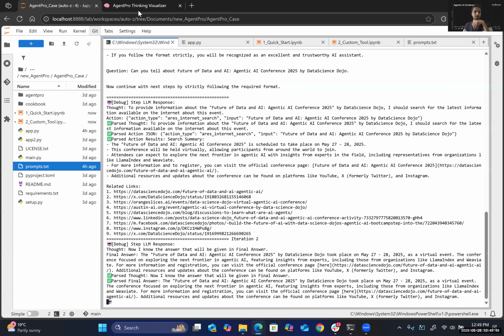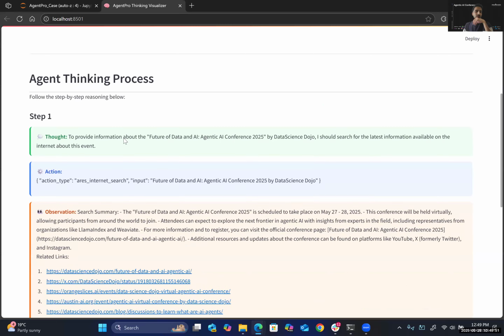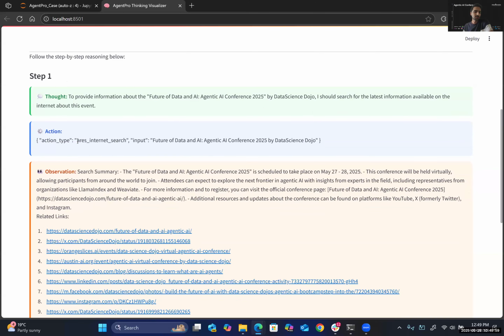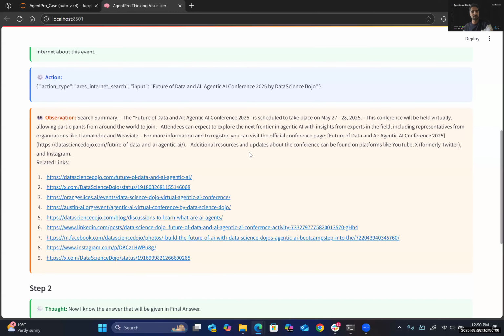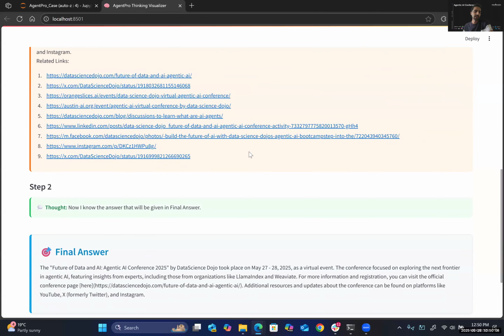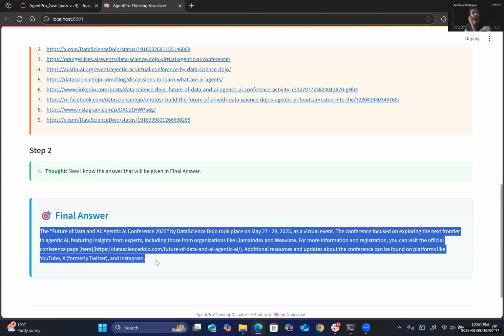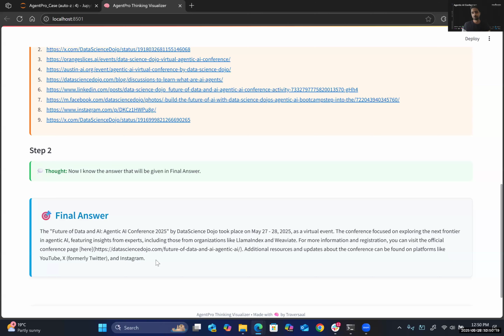So let's look at this in a better way. This is the thought process by the LLM. To get this information, it needs to search on the internet. So it uses this tool, Aries Internet Search, and searches about this. It gets some answers, which is the observation from the tool, and then the LLM is pretty satisfied with the observation and generates the answer about the Agentic AI conference.